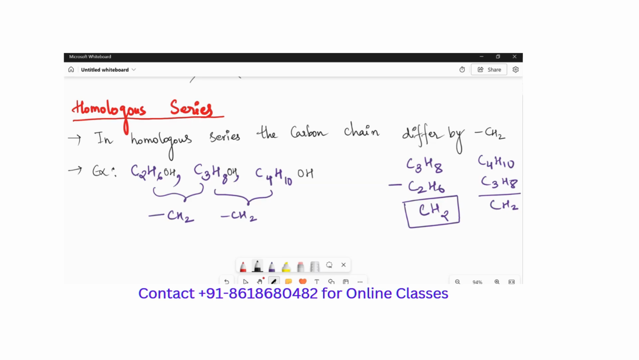Basically, if the first one is alcohol, the second one should be alcohol, the third one should also be alcohol. It cannot be alcohol, ketone, carboxylic acid. That's not true. You can't do that. So the definition of homologous series is nothing but related organic compounds with the same functional group. And this is the best way to identify a homologous series: the carbon chain differs by a CH2 unit. All right, this part is fine.